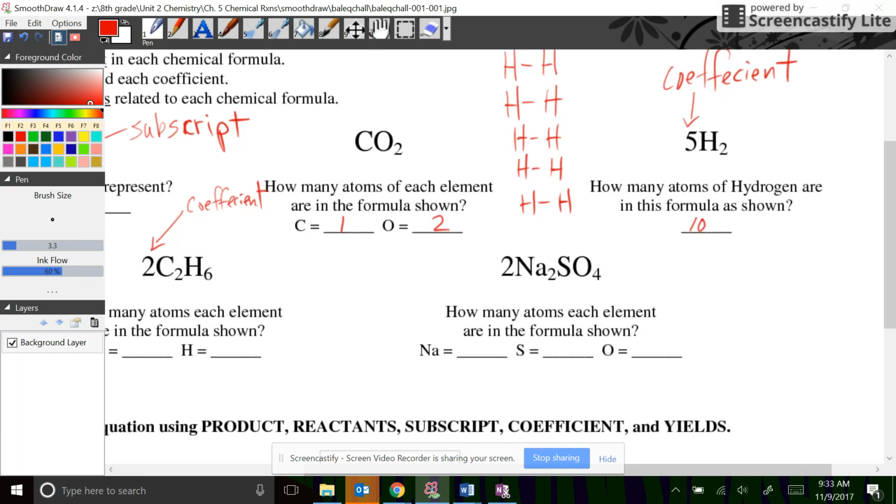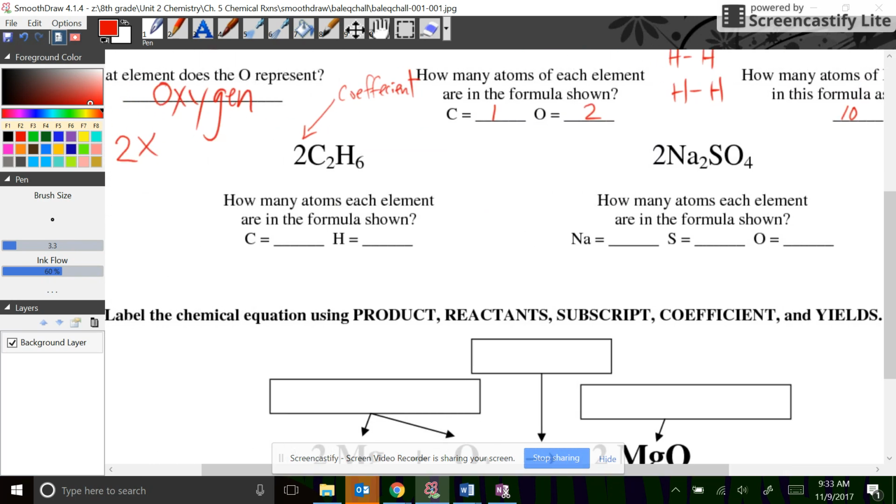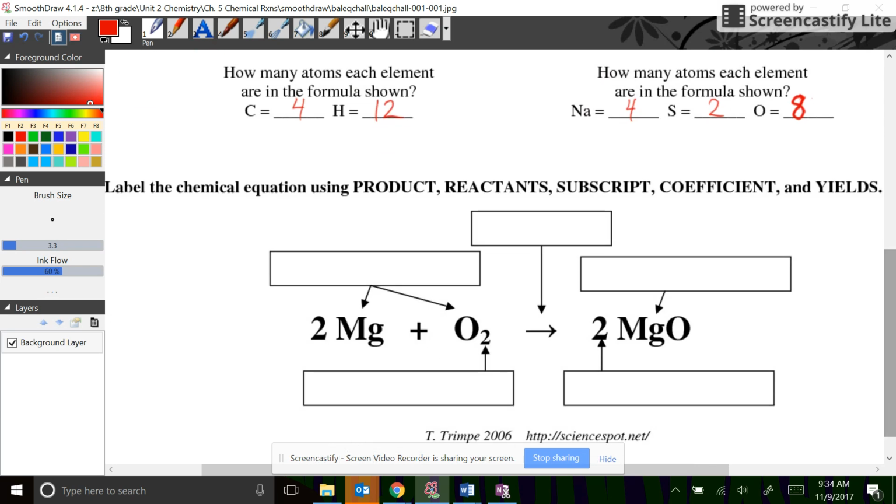All right, let's move down and go over a bit. Let's look at this one, 2C2H6. So in this case, I have to multiply the 2 throughout the molecule. So 2 times 2 is 4, and 2 times 6 is 12. Next over here, we have 2Na2SO4. So this time I'm going to take 2 times 2, that's 4, and 2 times 1S would be 2. 2 times 4 oxygens would be 8.